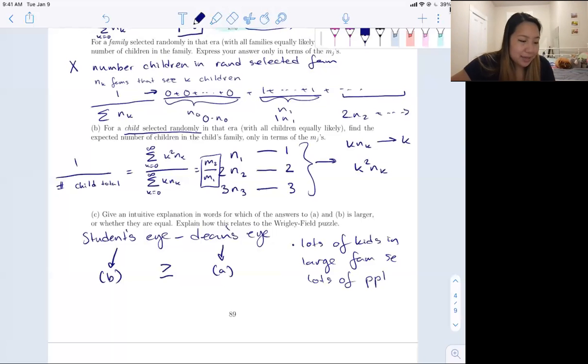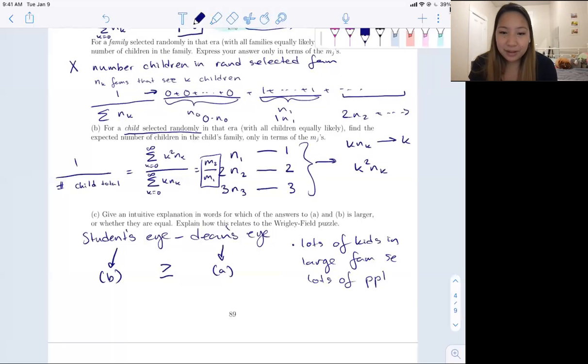So on my real final, I said, this is similar to the student's eye versus Dean's eye class averages. Part A represents the average from the parents' point of view, and part B represents average family size from the children's point of view. Okay, so exactly what I thought just here. Okay, and now let's figure out how this relates to the Wrigley Field puzzle. So I'll put this away and try to figure out what I might have said.